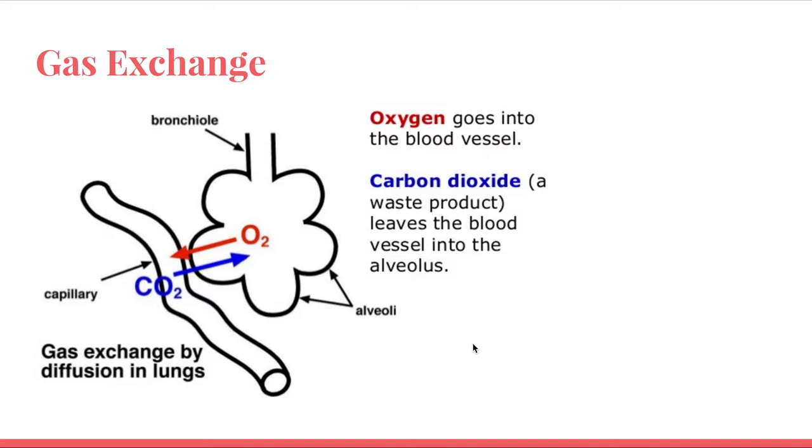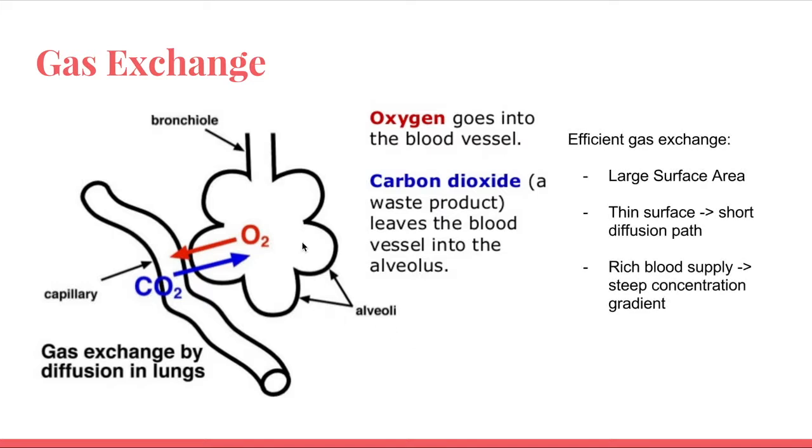So how is gas exchange in the lungs made more efficient? Well, the alveoli have a large combined surface area where diffusion occurs. And the alveoli have a thin surface, 1 cell thick, so a short diffusion path, so diffusion can happen faster. So gas exchange can happen faster.